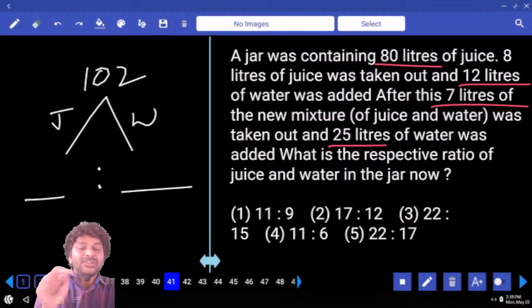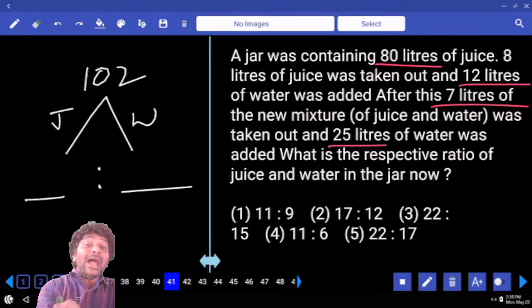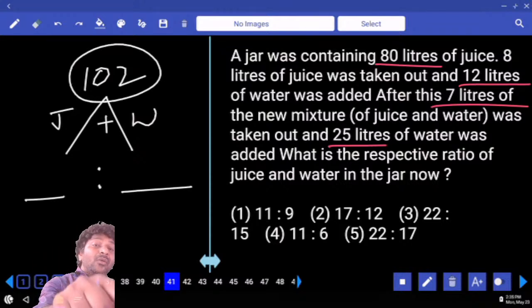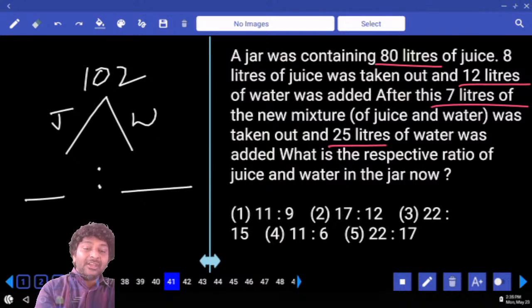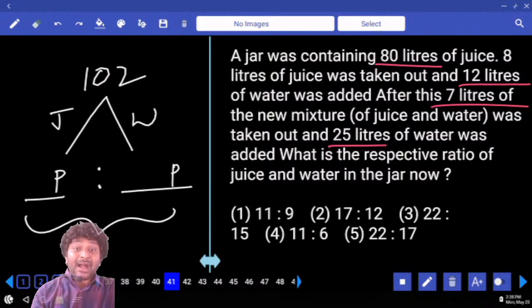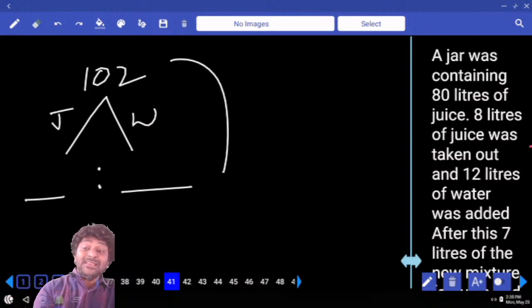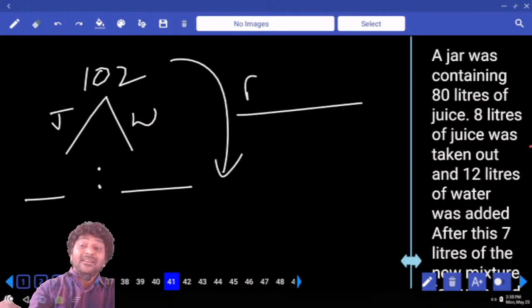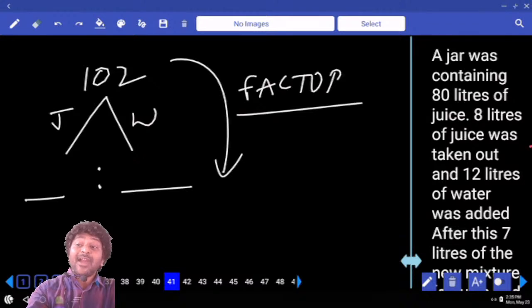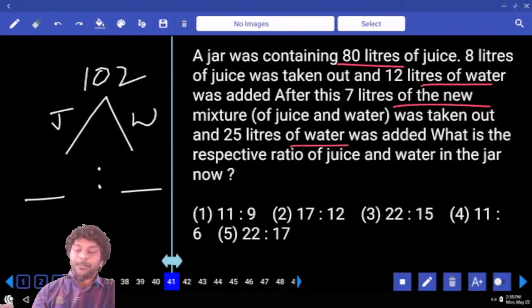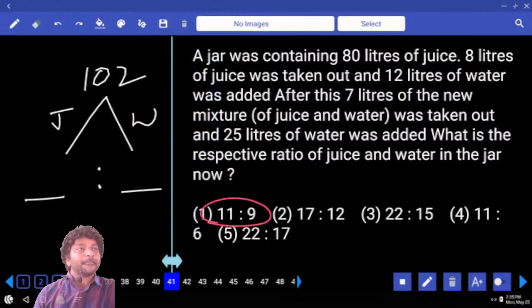Out of this, some part is juice and some is water. And we were asked to calculate the ratio between these two. When you add juice and water, that must be equal to 102 liters. When you add juice and water in terms of number of parts, that must be a factor of 102. Understand? That must be a factor of 102. How much is the sum?